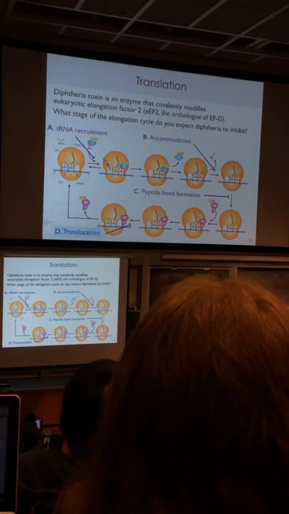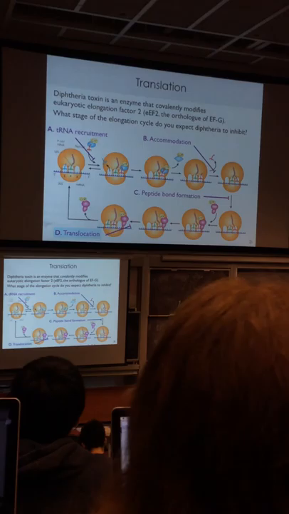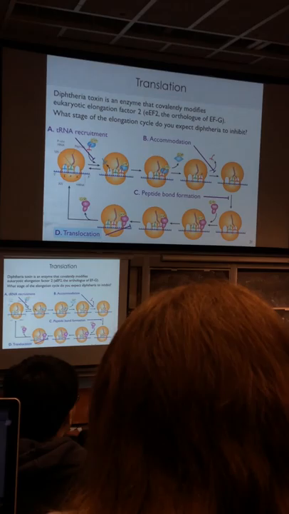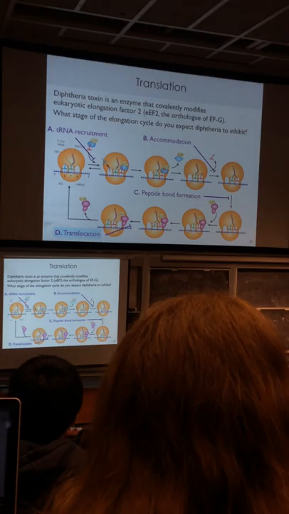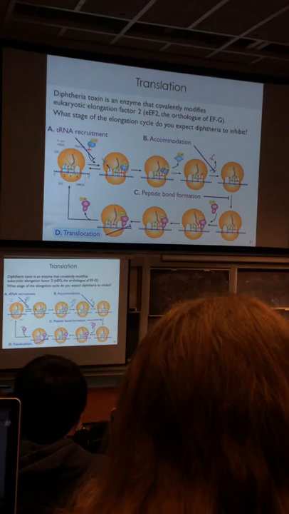The answer is that the translocation is the step that's going to be inhibited. And the way to think about this is that elongation factor 2, the equivalent of EFG, is this protein shown in purple here that binds after peptide bond formation and drives translocation in conjunction with GTP hydrolysis. So if you inactivate EEF2, the ortholog of EFG, you inhibit the translocation step that it catalyzes.